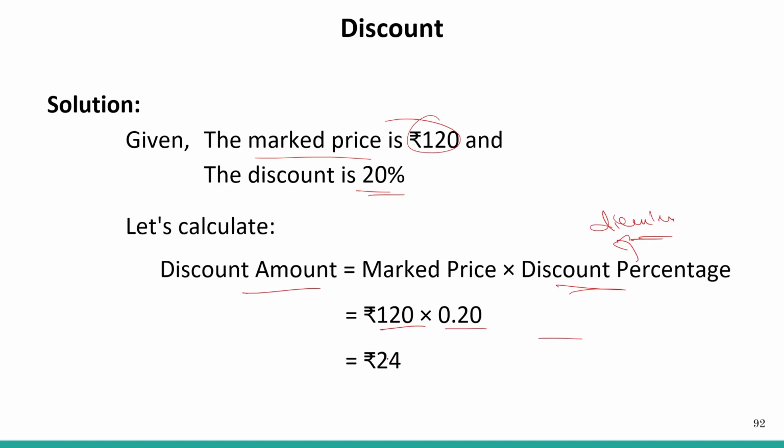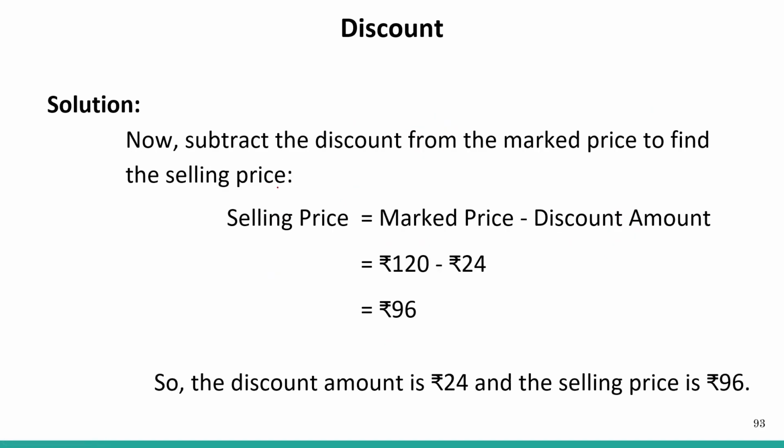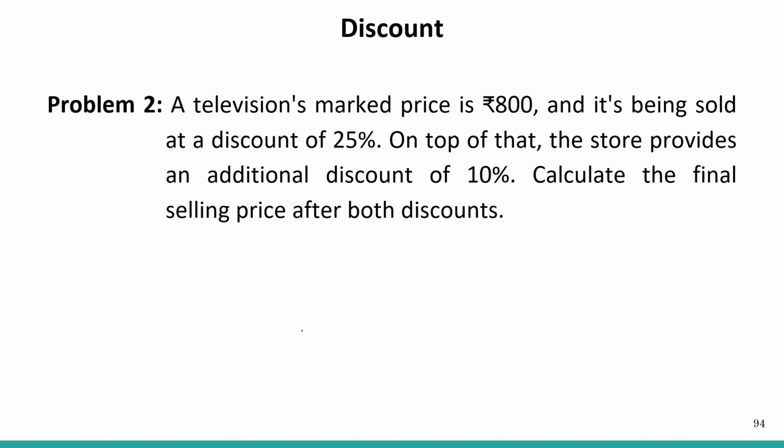So it will be 24 rupees. After subtracting the discount from the mark price, we will be getting the selling price. Selling price is equal to mark price minus discount amount, so it will be 96 rupees. The discount amount will be nothing but 24 rupees, and the selling price will be 120 minus 24, which is equal to 96 rupees. Okay, so let's go forward with problem number 2.